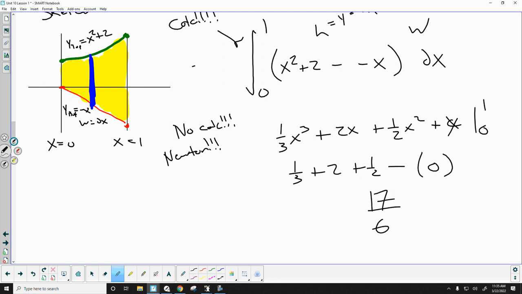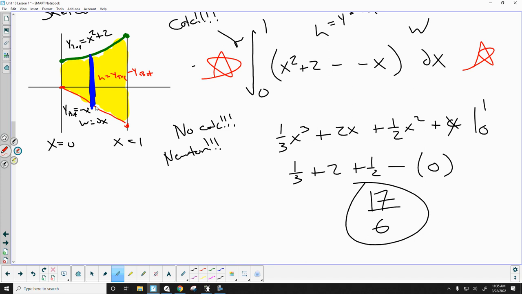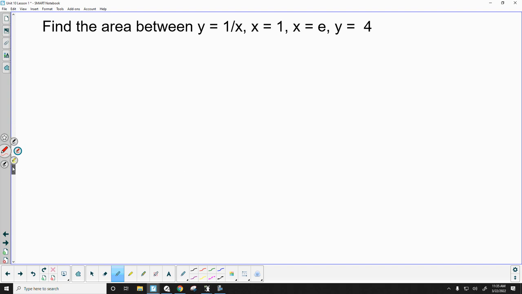Okay? This answer, you have to be able to get it, sure. But you can't get it unless you have the correct setup. The setup is the important part. This is what we need to focus on. Y top minus Y bottom. That's the height of this rectangle. The width, skinny x distance. Got it? Skip one, go to this one.